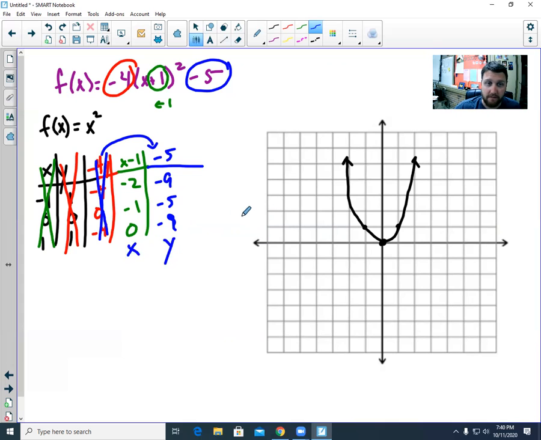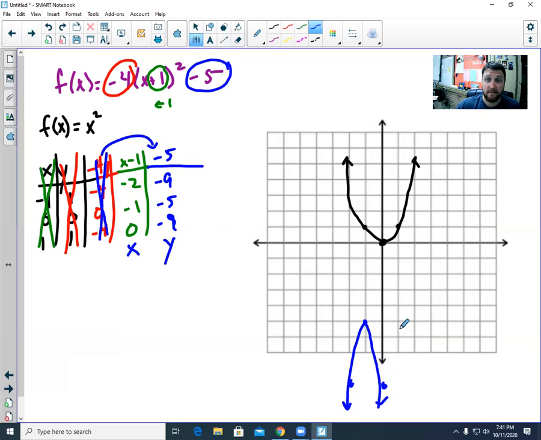Now all I have to do is graph it. So I have the point -2, -9. So -2, and then 1, 2, 3, 4, 5, 6, 7, 8, 9 is going to be somewhere down here. I'm going to have the point -1, -5. So -1, down 5: 1, 2, 3, 4, 5. And then I'm going to have the point 0, -9, and that's going to be right here. So then I can just draw my connecting lines here and here, and I've got my new parabola.